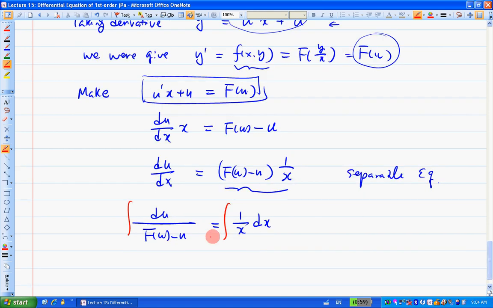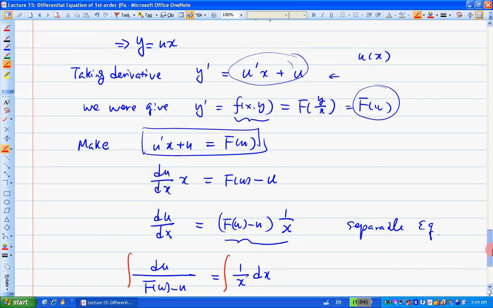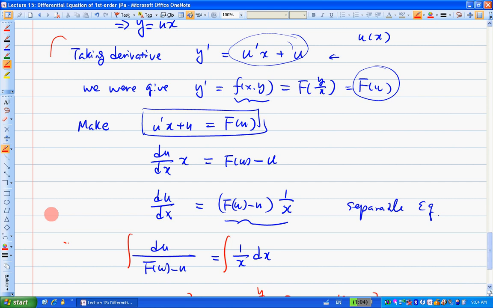Once you integrate, you'll be able to get u equal to something. And what is u? u is y over x. So then you can get y equal to something. So that's the idea. You'll be able to solve this based on these procedures. So understand these procedures here.